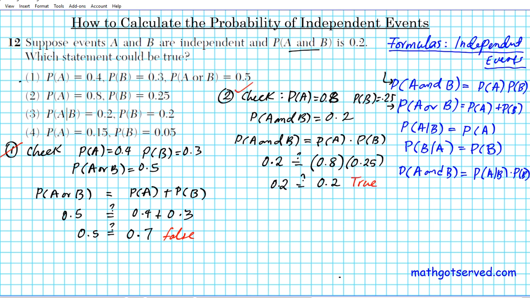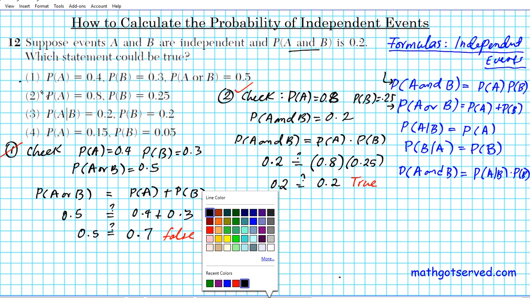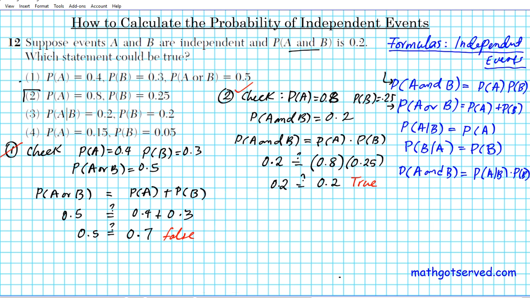So option number 2 is our correct answer. Okay, so we know that the answer is option 2, but what we're going to do is show you that options 3 and 4 are false. All right? So we never know what kind of question you're going to see on the Regents exam, so we want to cover all the bases so you have a good score.